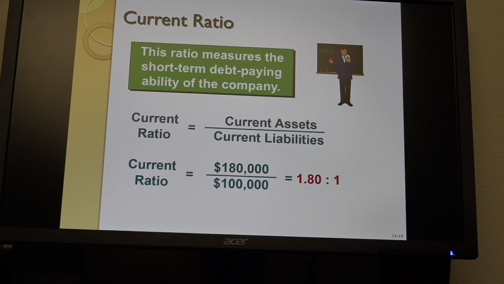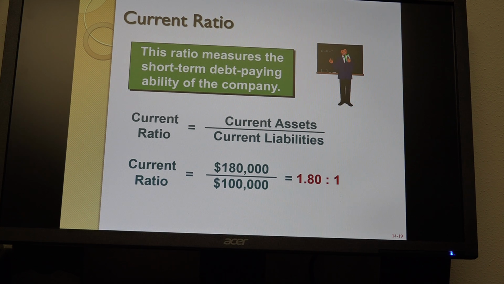More important than the strictly dollar amount of working capital is using those current assets and current liabilities numbers to figure out the current ratio, because you can compare that number with previous years of the same company or between different companies, competitors. So for the current ratio, current assets is your numerator and current liabilities is your denominator.